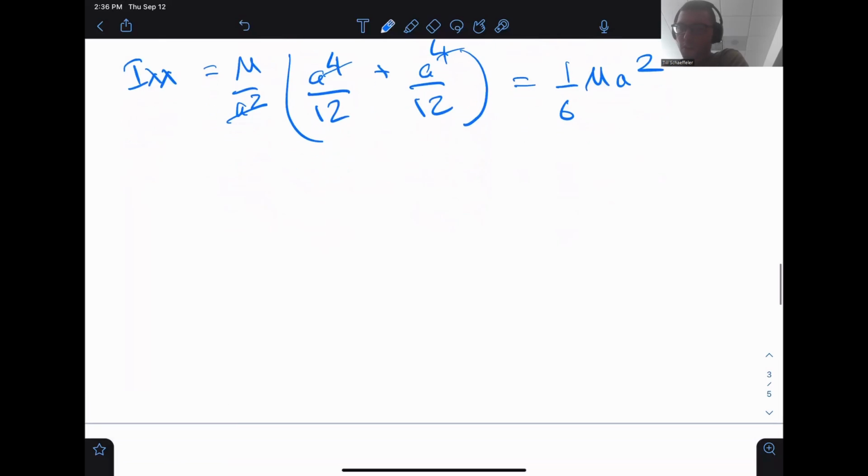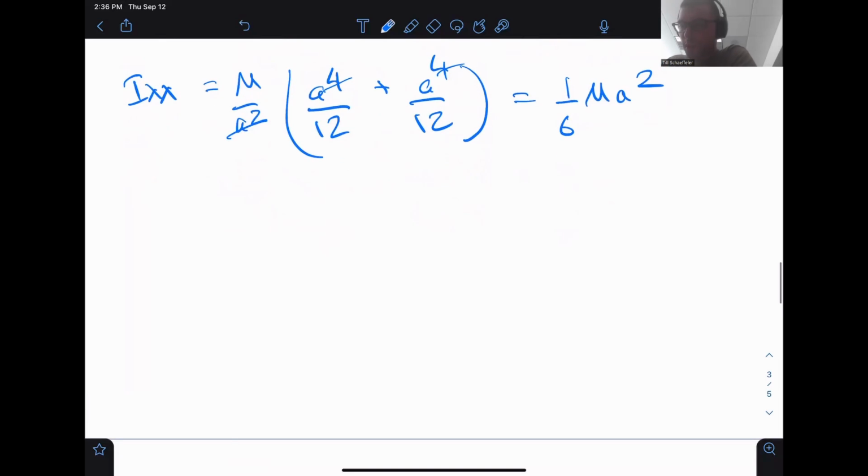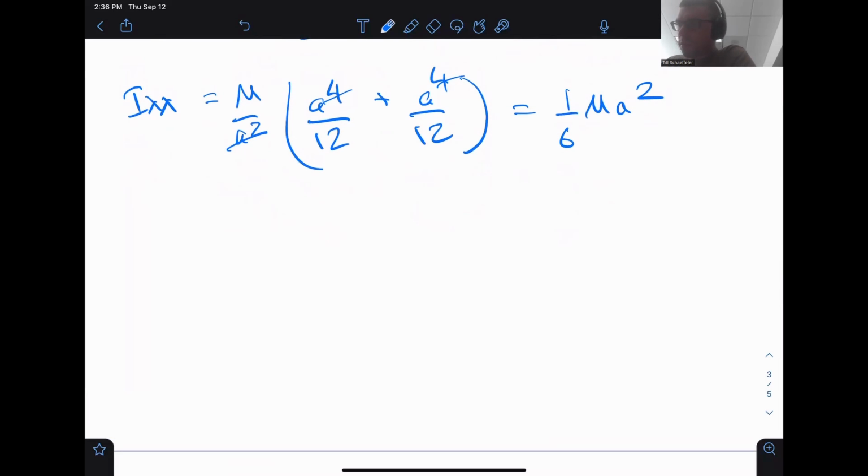And now the other diagonal components, Iyy and Izz, are actually the same three integrals, just in a different order. So Iyy is equal to m of a cubed. Right, one more intermediate step.